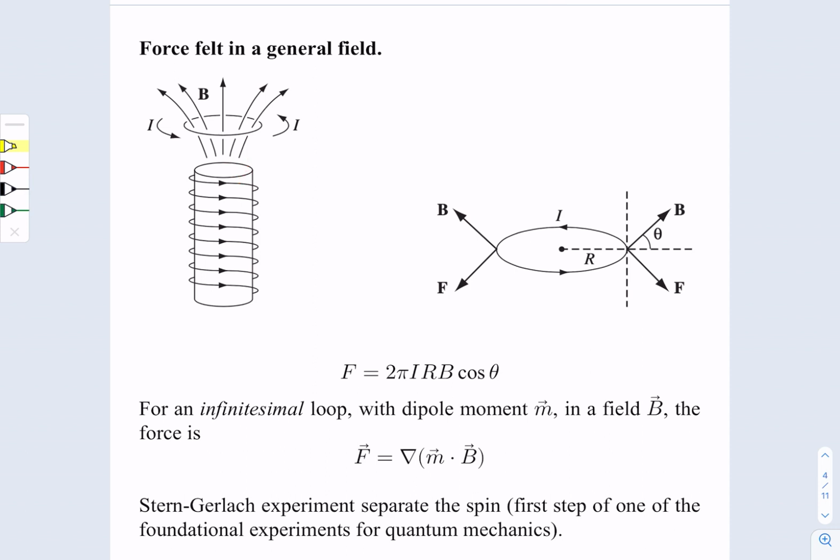And if you do the exact calculation, the force should be I dl cross B integrated along this loop. The length of this loop is 2 pi r, and the current is I, and then the cross product with the B field gives you B cosine theta. So theta is the angle here.